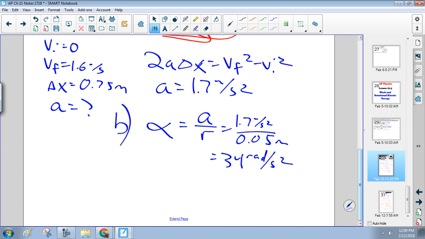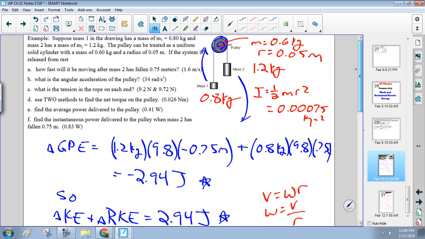All right, now part C. Part C wants us to find the tension in the rope on each end. So much like that last example, the two tensions are no longer going to be equal. Sorry, when I say the last example, I mean the example from the last video. The tensions can't be equal, otherwise the net torque on the pulley would be 0 and it wouldn't move. So to find the two tensions, we're just going to do free body diagrams.